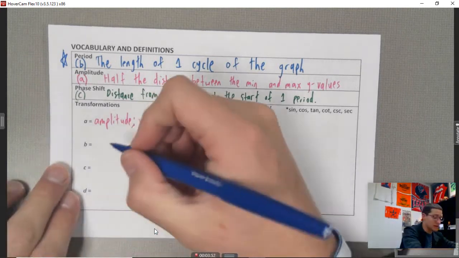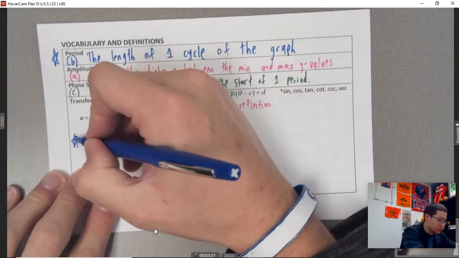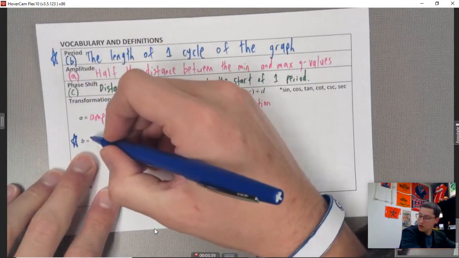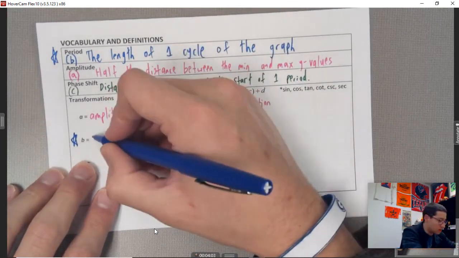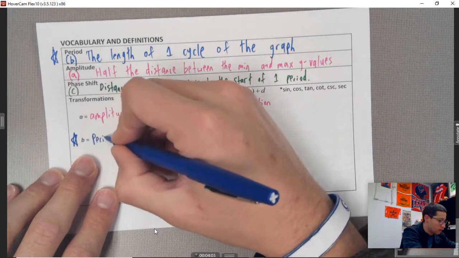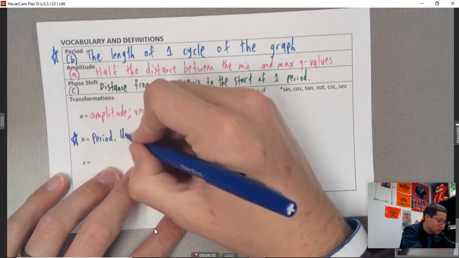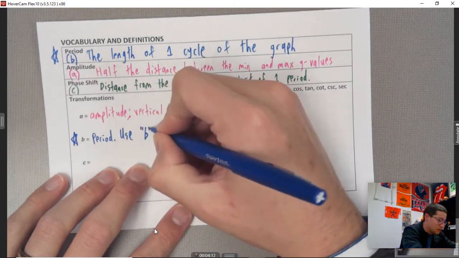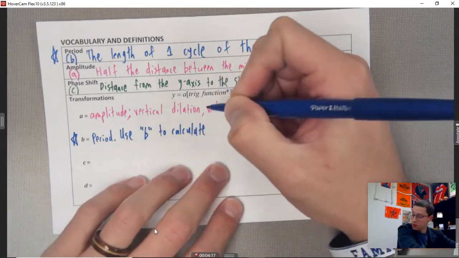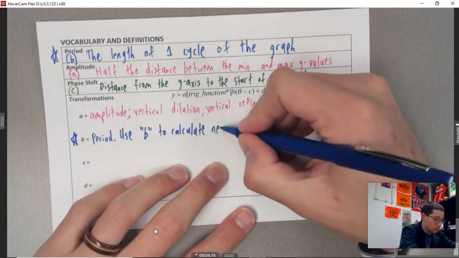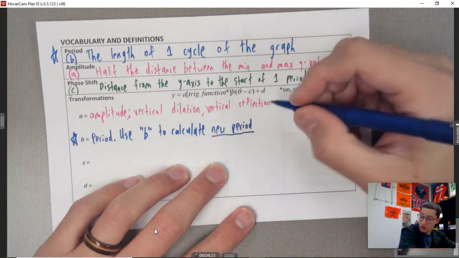Okay, B. So this is the funky one. This is your horizontal dilation. It's technically what it is, but let's just go ahead and use the word period. This is your period. So here's how this works. This is using B to calculate the new period of the function.